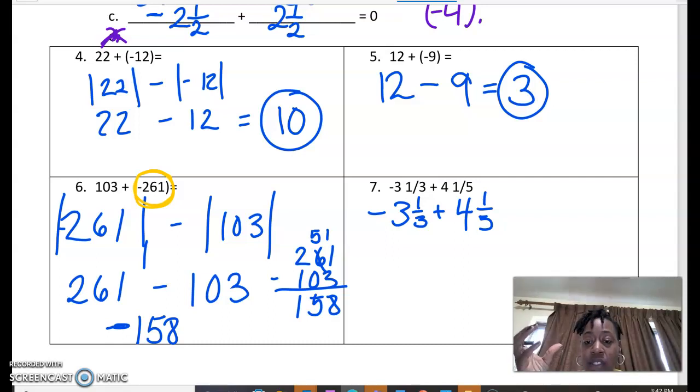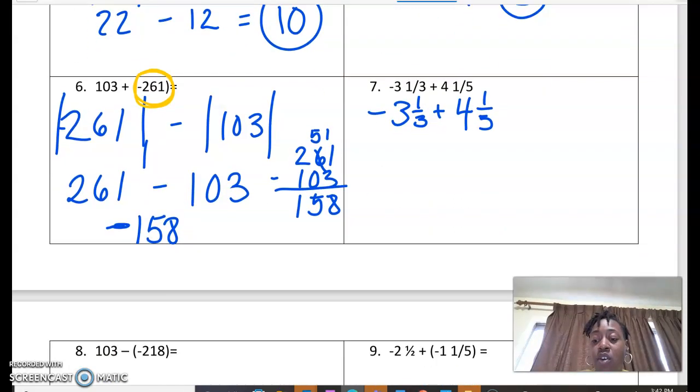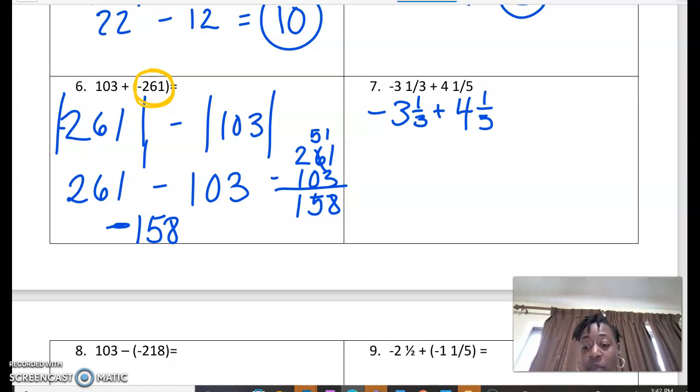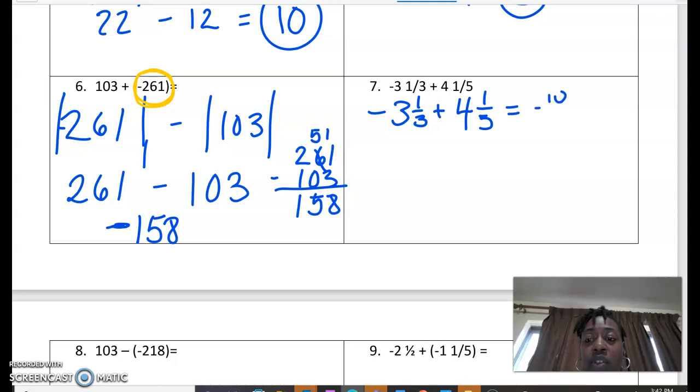So different signs, subtract the absolute values. So my first step, I am going to take these mixed numbers and turn them into improper fractions. That's my way. Not the only way, but that's my way. So this is really 3 times 3 plus 1. This is really negative 10 thirds. I am just converting into an improper fraction, I'm sorry. So negative 10 thirds plus, so 5 times 4 is 20, plus the 1.